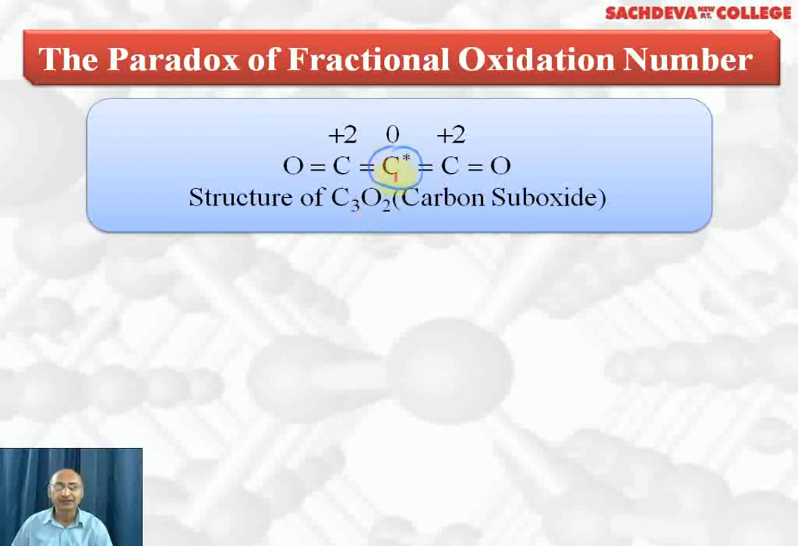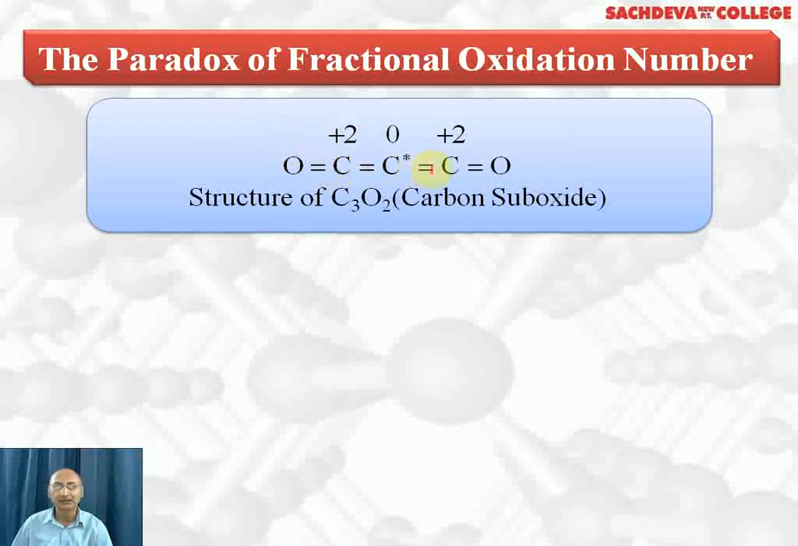This carbon, the starred carbon, is bonded to both side carbon atoms. Therefore, this carbon is assigned oxidation number 0 like elemental carbon. So whenever there is a bond between an atom and another atom of the same element, the central atom will get oxidation number 0. Now this carbon has oxidation number plus 2 because oxygen is minus 2. This carbon also has oxidation number plus 2 because oxygen is minus 2.